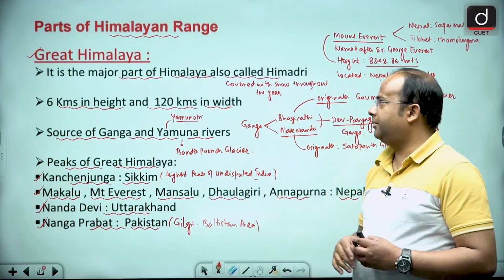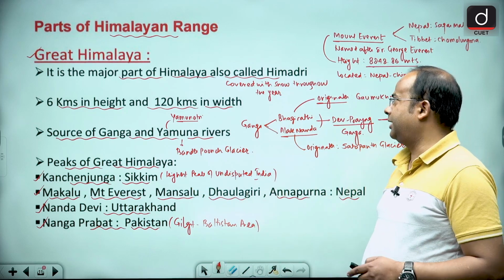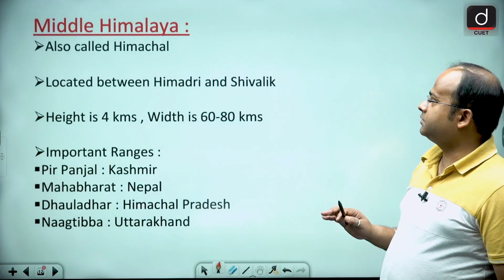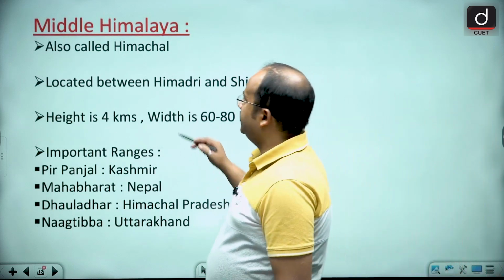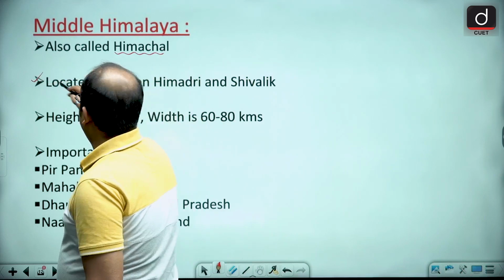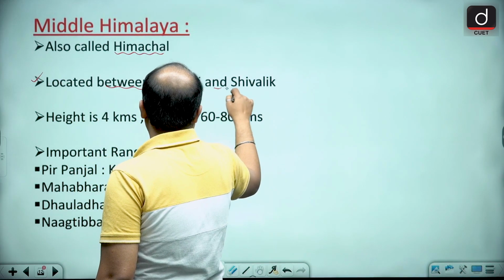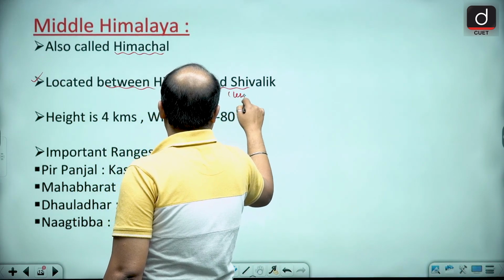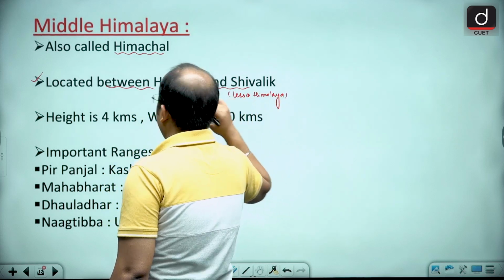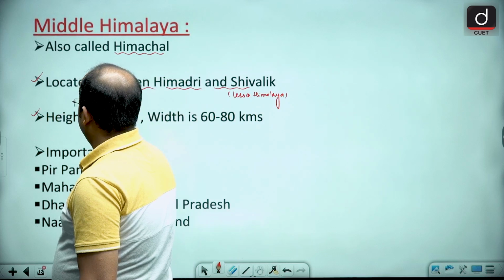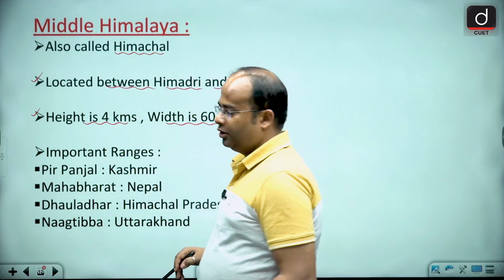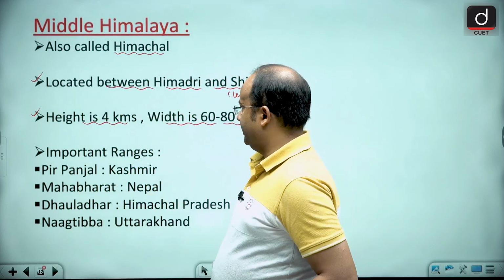About this Great Himalaya, that is called Himadri, which is covered by snow throughout the year. Now next we have Middle Himalaya, that is called Himachal, and it is located between Great Himadri and Shivalik. Shivalik, guys, is the Lesser Himalaya. The height is around 4 km, and the width is around 60 to 80 km.